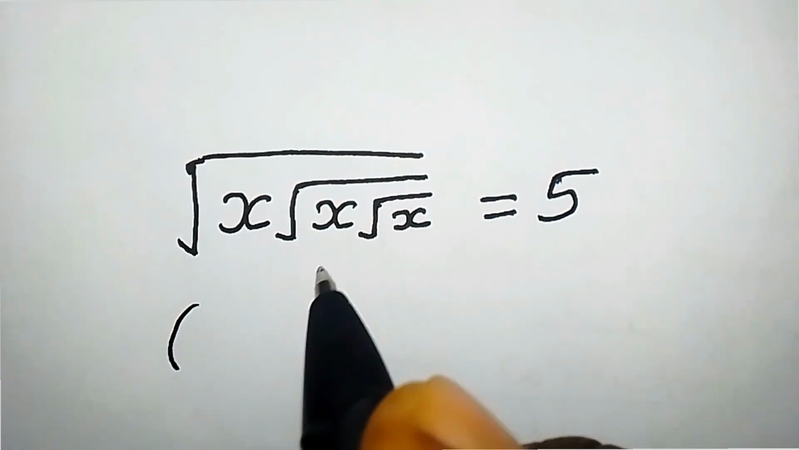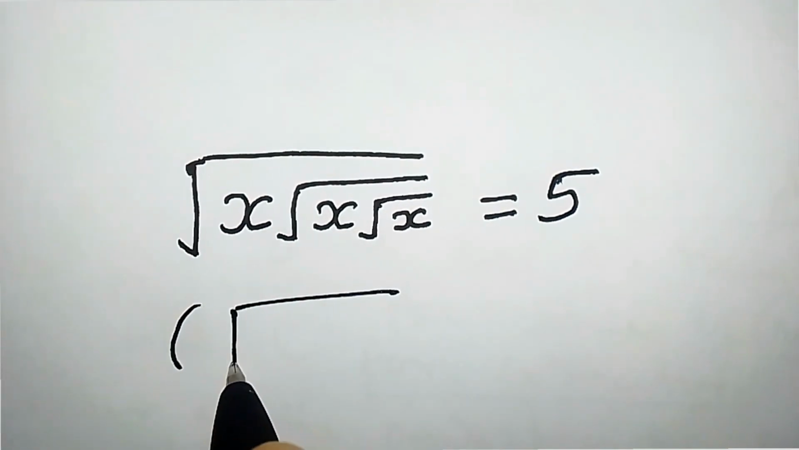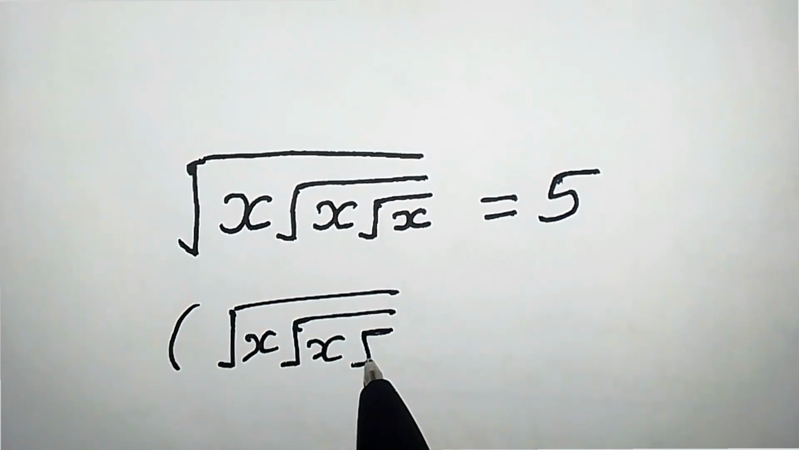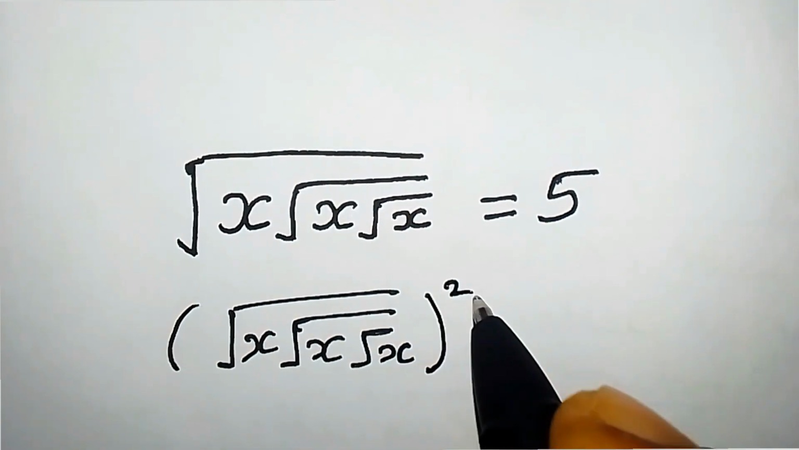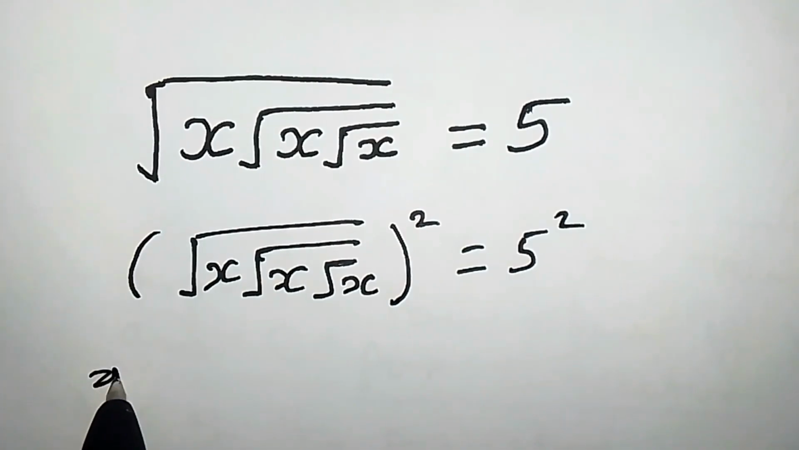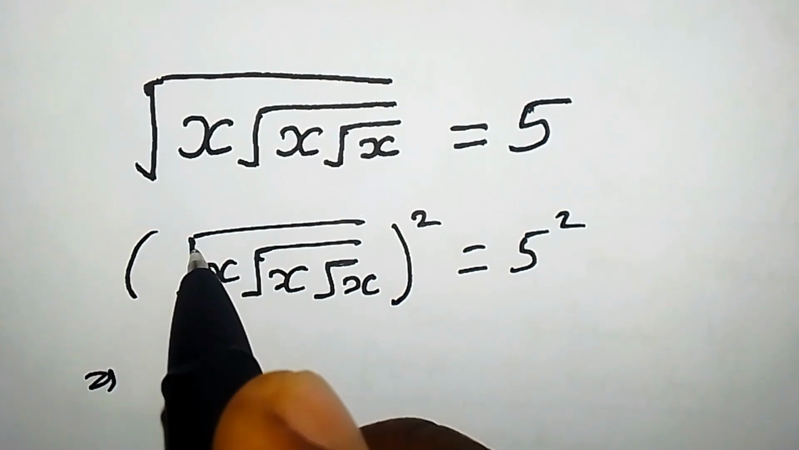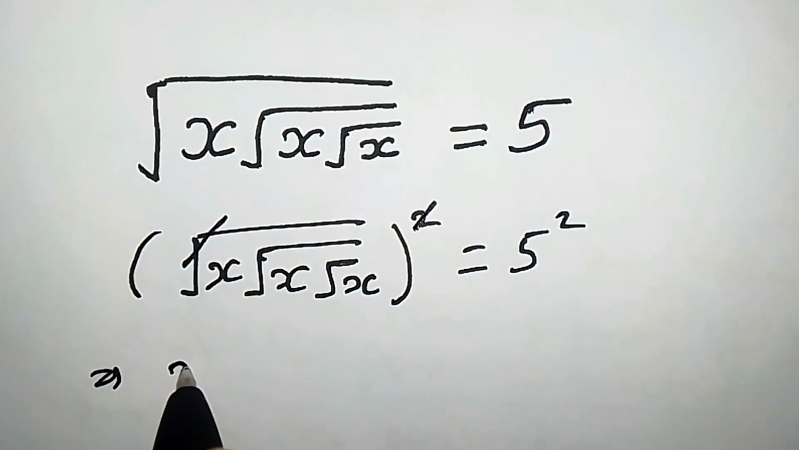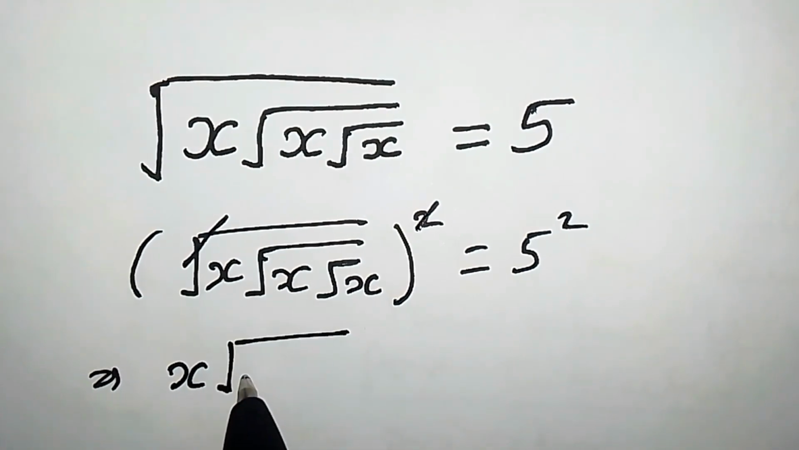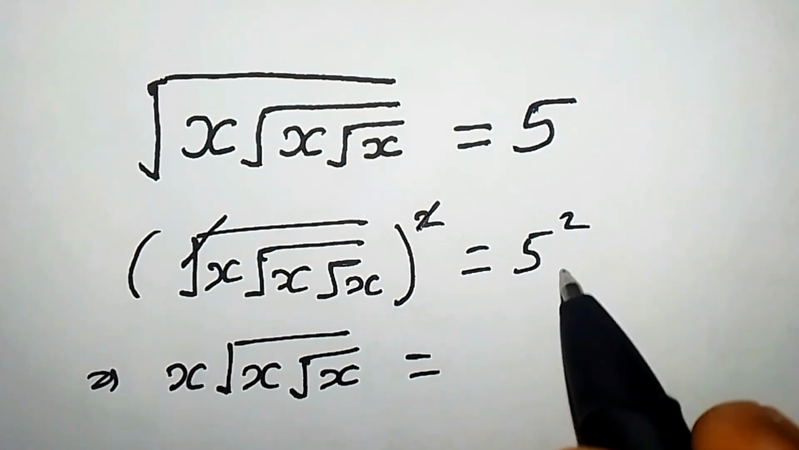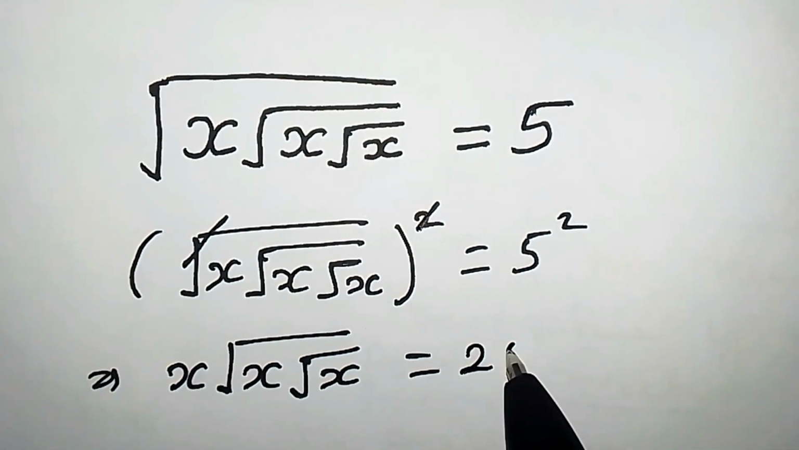Suppose we first square both sides of this equation. So we're going to have square root of x times square root of x times square root of x, all squared, which is equal to 5 squared. So this bigger square root takes care of these two, and we are left with x times square root of x times square root of x is equal to 5 squared. That is 5 times 5, which is 25.